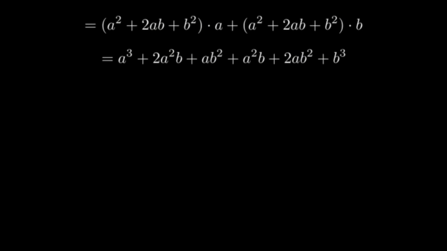Looking at our expression, we notice that there are some like terms that can be combined. For instance, there's an a squared b and another a squared b, as well as an ab squared and a 2ab squared. In our next steps, we'll combine these like terms to produce the simplified form of (a plus b) cubed.